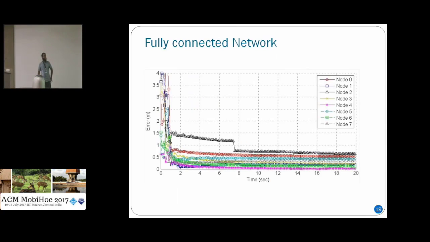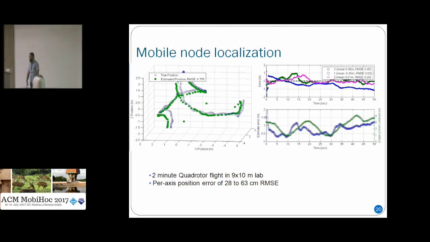This is the result if we use the DCAD on our lab. So as you see, we achieved about half-meter localization error for 8 nodes. This is a static experiment. For the mobile node localization, a quadcopter flying for 2 minutes in our lab, which is a 9 by 10 meter lab. The ground truth is the red and the estimation is the green. We achieved 0.7 RMS value.